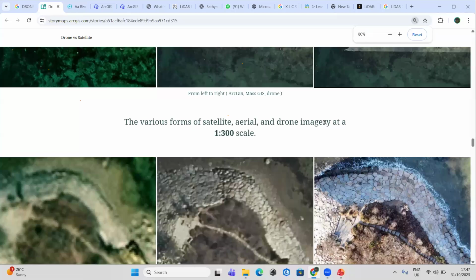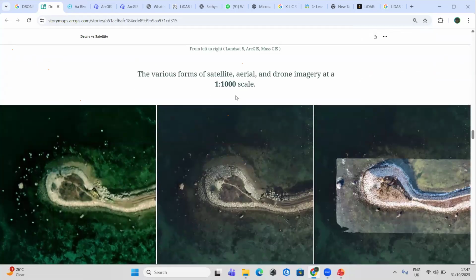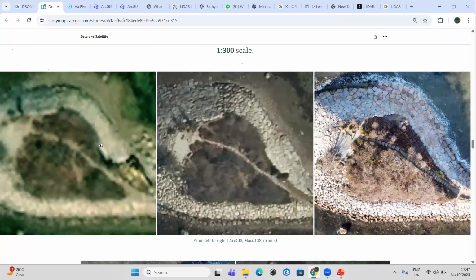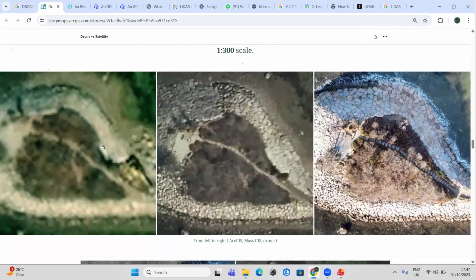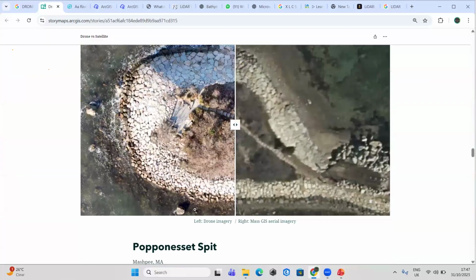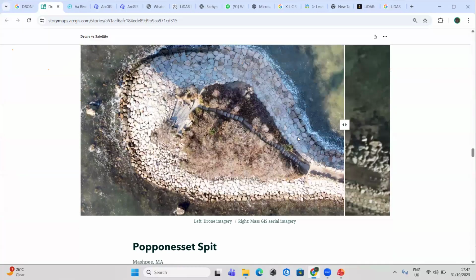From the drone it is so clearly visible because with the drone you are capable of taking it at a 1 to 1000 scale. If you zoom at a scale where 1 centimeter represents 300 centimeters, in the ArcGIS imagery you can't see anything. Whereas in MassGIS you are able to understand a little bit, but see the clarity in the drone imagery. Left is drone imagery, right is mass aerial imagery. Just look at the difference. I can't even make out what this is with this imagery, but here I can think it is kind of stairs or something.